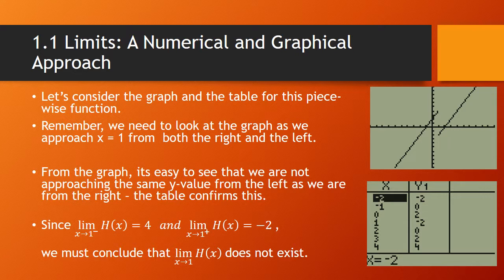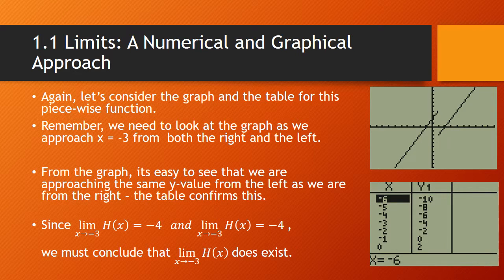At the graph, we have it graphed here, so make sure you graphed it correctly. We need to look at the graph as we approach x equals 1 from both the left and the right. And it's actually kind of easy to see when you look at it from the left as x approaches 1. It looks like y is heading to 4, and from the right it's heading to negative 2. Since we're not meeting up at the same place, the limit does not exist for x approaching 1.